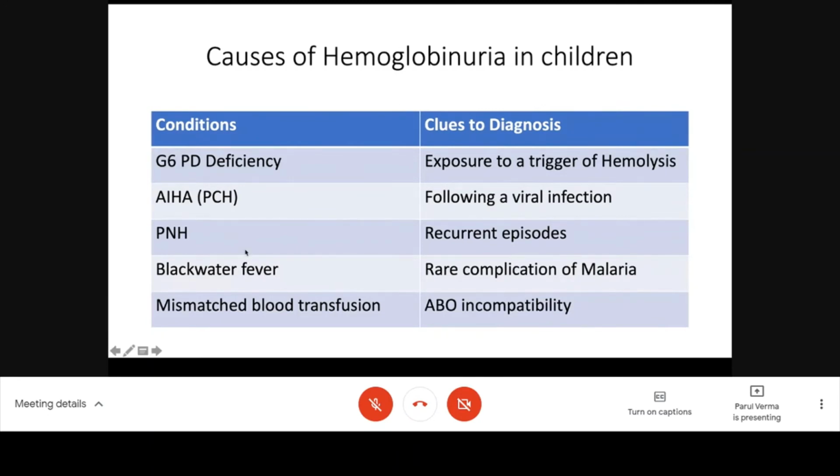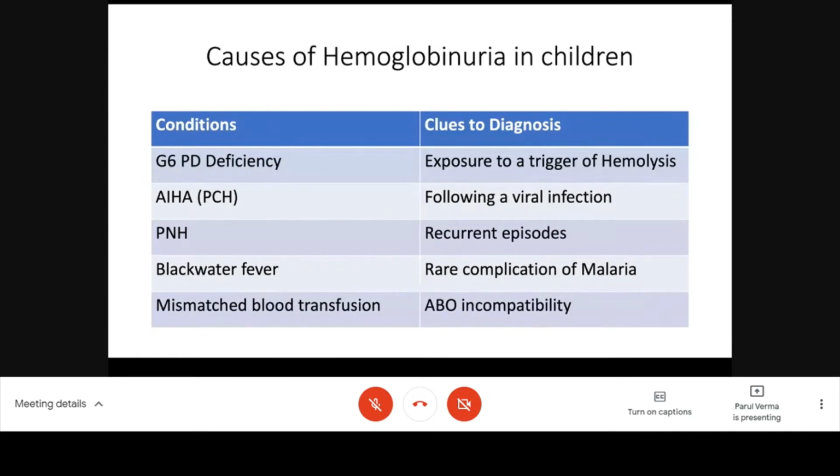The next entity which can cause hemoglobinuria is blackwater fever, which is a rare complication of malaria. You would suspect malaria when a child presents with fever and splenomegaly and then develops hemoglobinuria. Another condition which can cause hemoglobinuria is mismatched blood transfusion. In such a condition, the child will be normal till you transfuse, and hemoglobinuria would start after your transfusion. While in AIHA or PCH, the hemoglobinuria would be there even before you have transfused. ABO incompatibility is the cause of hemoglobinuria in this condition.